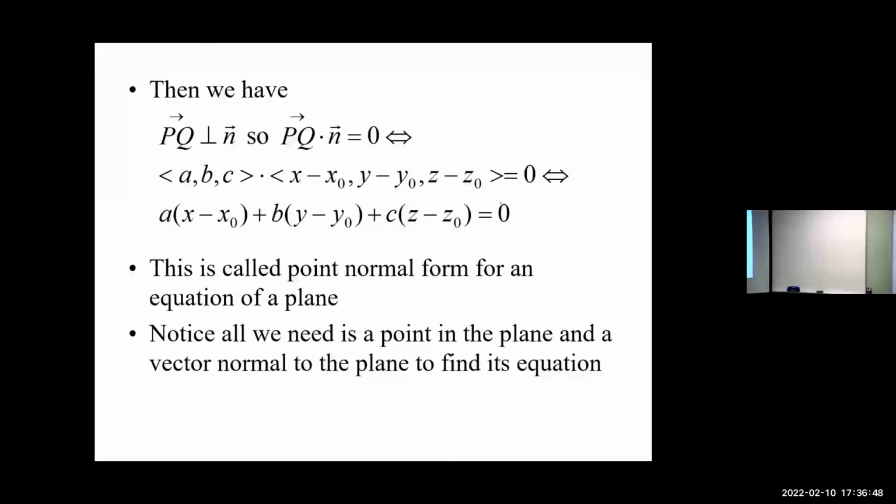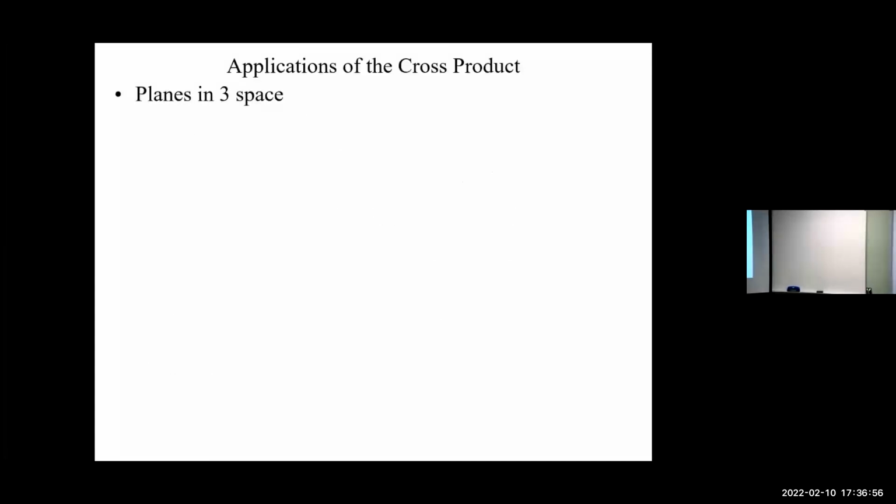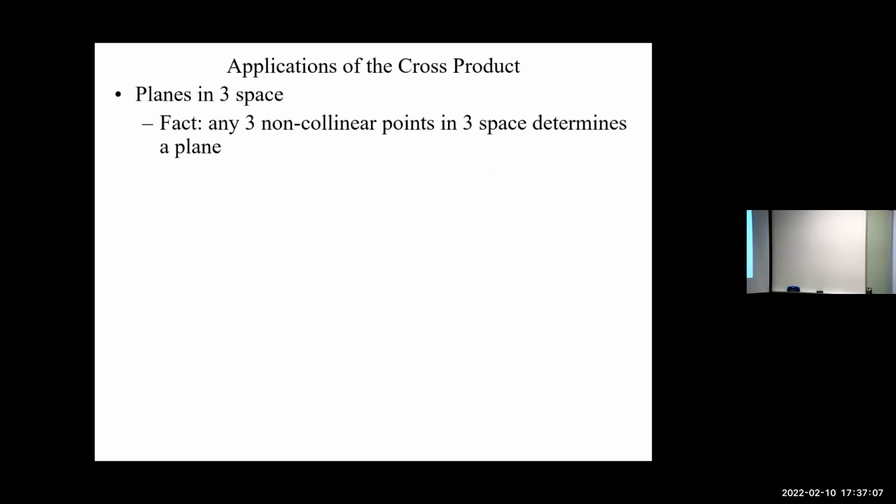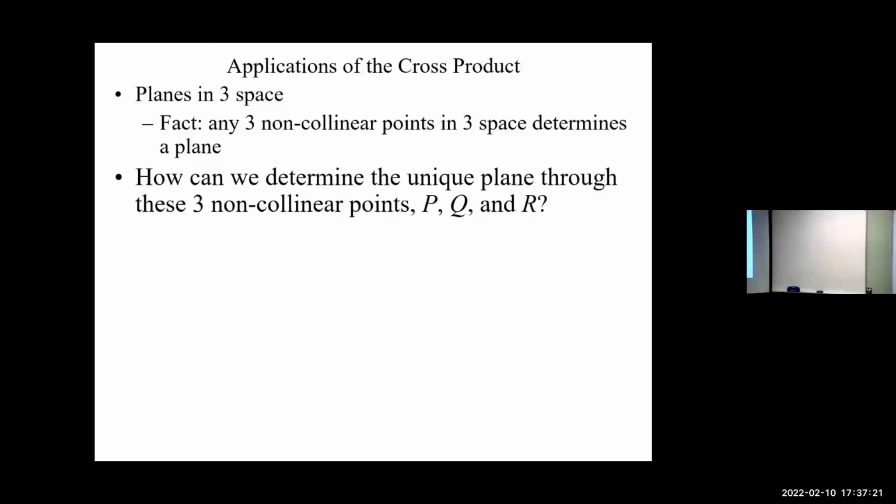Now, let's leverage something that we talked about last time with what we just did. All right. Let's talk about a plane in three space. This is a fact. This is some basic geometry. Any three non-collinear points make a plane. That non-collinear means that they're not all three on the same line. So you have any two points is going to lie on the line. If you have a third point not on the line, you can make a plane through those three points, right? So the question becomes, how can we determine the unique plane through three non-collinear points?